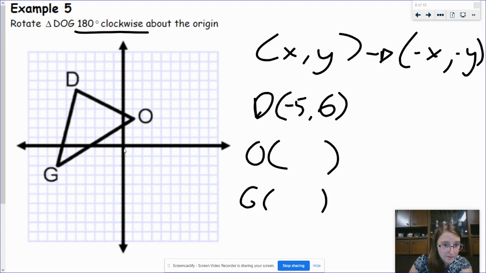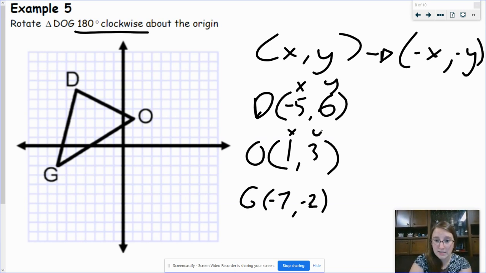You need to get the correct point. O is a positive 1, and then up 1, 2, 3. G is a negative 1, 2, 3, 4, 5, 6, 7, and then down 2. So here's my original points. Here's my X, here's my Y, here's my X, here's my Y, here's my X, here's my Y.